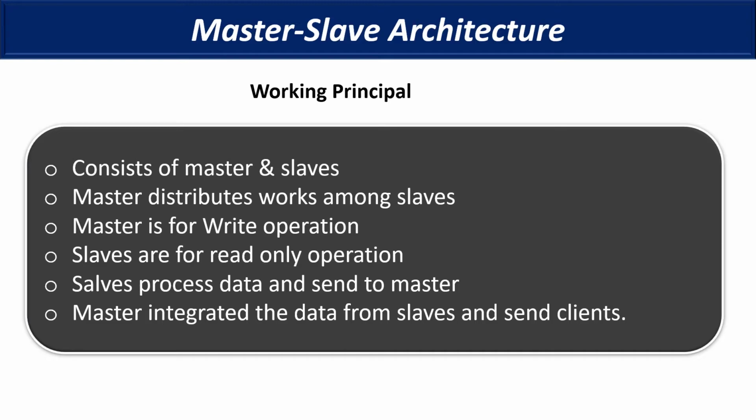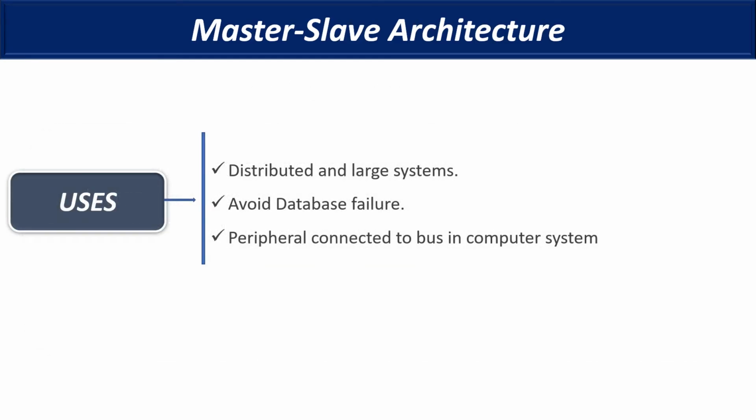Slaves process the data that is coming to them and send it to the master for further processing, and the master integrates the data coming from the slaves and sends it to the client. So there is a nice balance between them. The master slave architecture is used in distributed and large systems because there would be a huge number of clients and a huge amount of things working together. To manage all of those clients and this huge number of requests coming from the applications, we need distributed systems that use master slave architectures. It is also used for database failure, because if one database fails, another database can help you get your information. So it is really useful for the client as well.